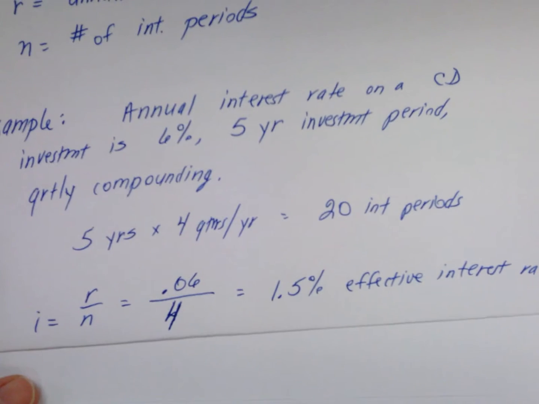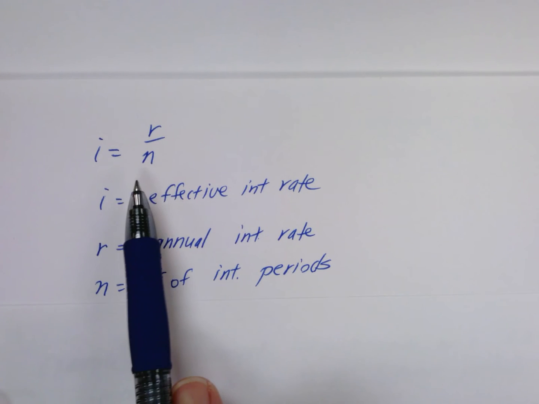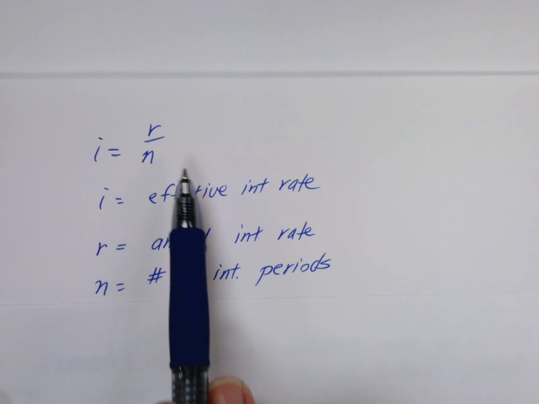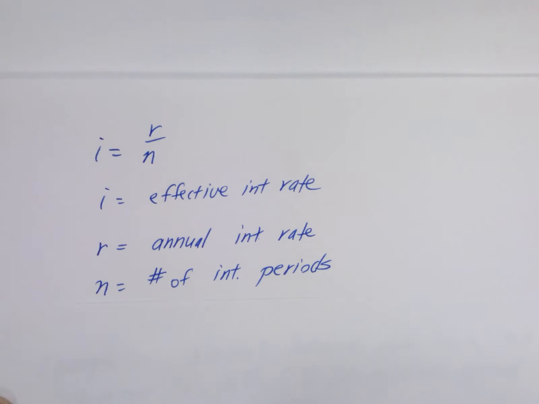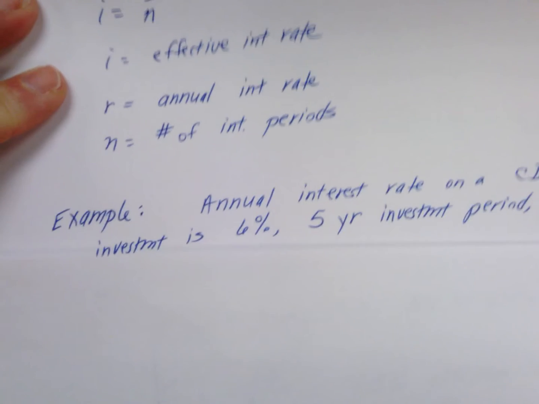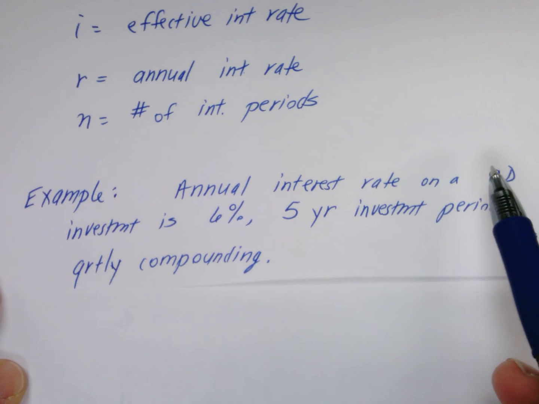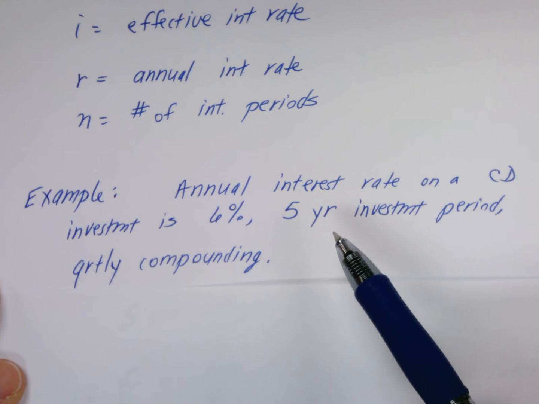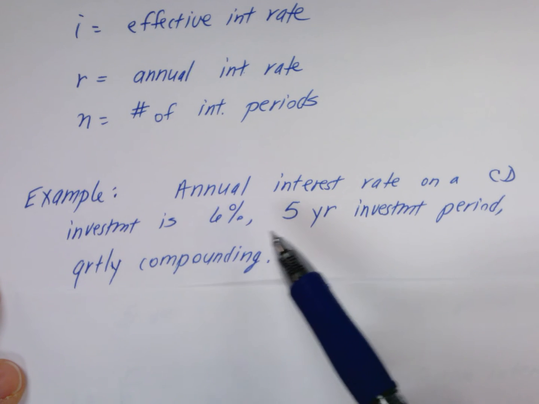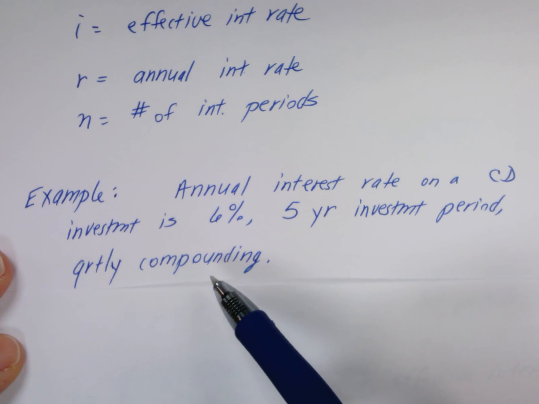All right, let's look at another example. Again, just a summary of the terms we're dealing with here: I, the effective interest rate, equals R, the annual interest rate, divided by the number of interest periods per year. So the example is an annual interest rate on a CD. We put money into the bank, committed for a certain length of time. Here we're saying 5 years, and that 5-year investment will earn annual interest of 6% as the guaranteed rate, which is really high. And the interest will be compounded every quarter.